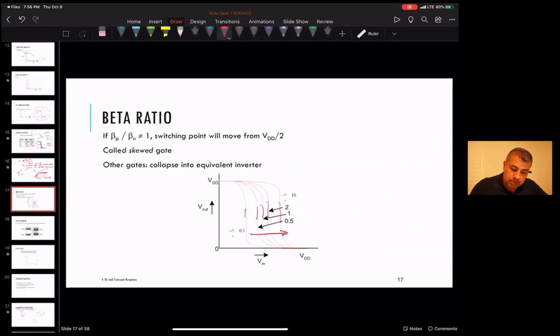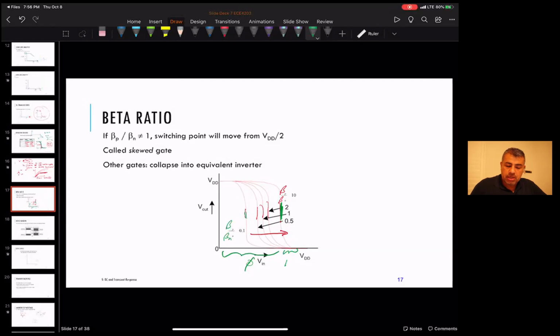So this should be beta of P over beta N. It means that the wider you make your device, the later it would switch. So the higher input voltage you need before it'll get a zero. So here look at what you're doing. You switch this over, means that this is your input 1, and this is your input 0. And then vice versa.